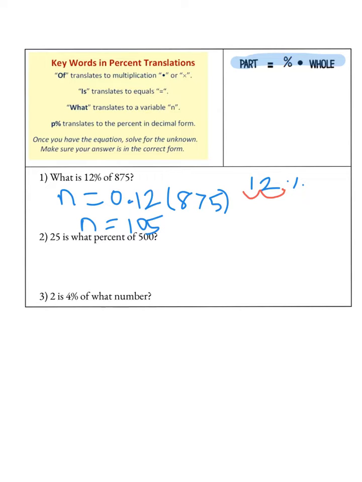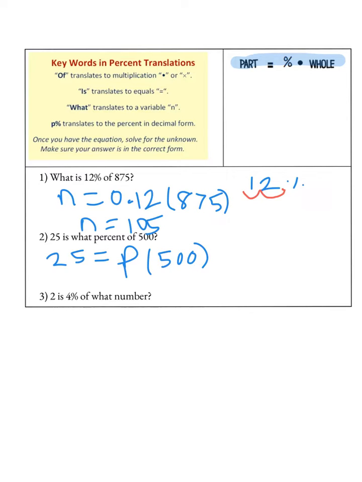All right, our next one says 25 is what percent of 500? So 25 is equal to, and it says what percent, so we're solving for the percent here, so I'm going to use P to represent percent of 500. And our equation states that we're going to take the percent and we're going to multiply it by the whole. So the whole is 500. So this equation would read 25 equals P times 500.